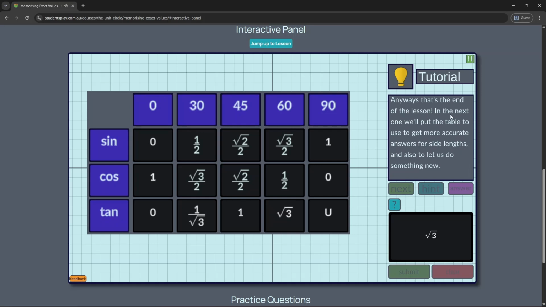Anyways, that's the end of the lesson. In the next one, we'll put the table to use to get more accurate answers for side lengths and also to let us do something new.